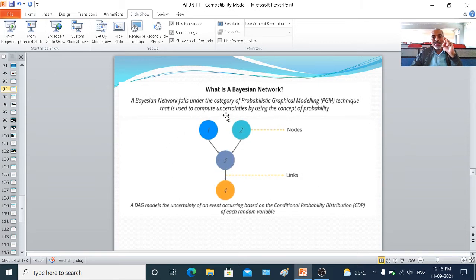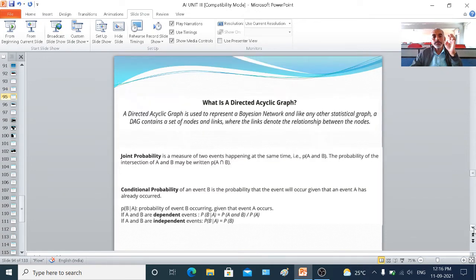When we construct a Bayesian network, one very important thing to remember is that the network, the diagram we are going to draw, is what is called a DAG, a directed acyclic graph model. It models the uncertainty of an event occurring based on the conditional probability distribution of each random variable, right? So it consists of a directed acyclic graph. There is no cycle here; it is a DAG whenever we construct a Bayesian network.